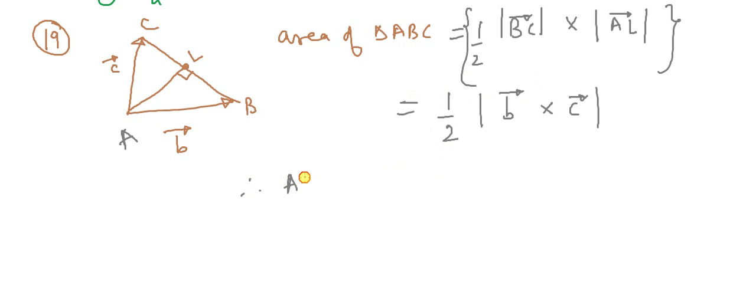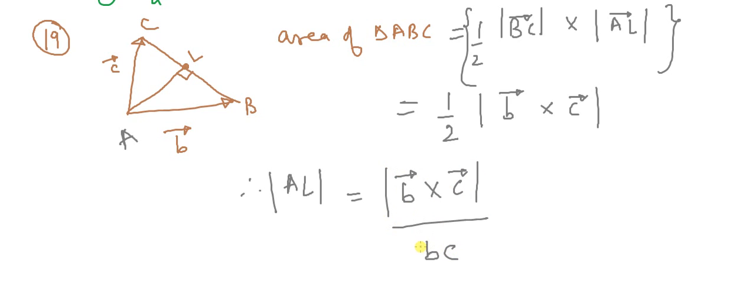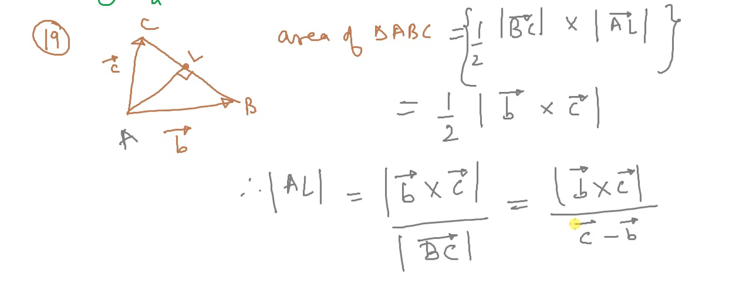So what will be the value of AL mod here? What will be the value of this vector AL mod? That would be equal to B cross C vector mod upon BC vector mod. B cross C vector modulus upon C minus B vector, again with a modulus here also. I hope it's clear to you.